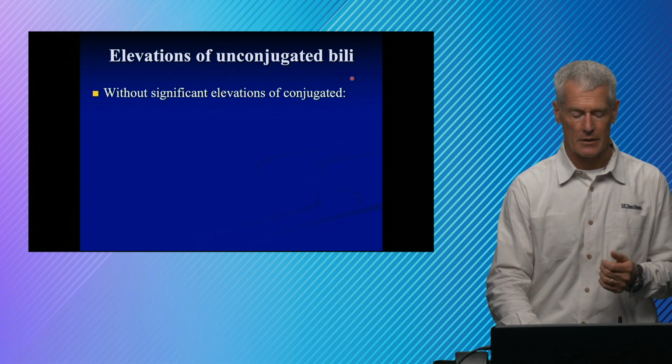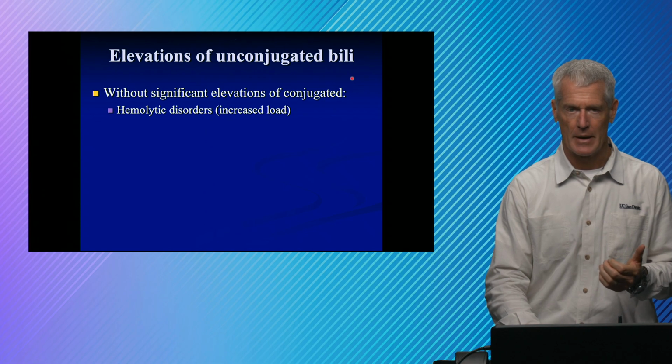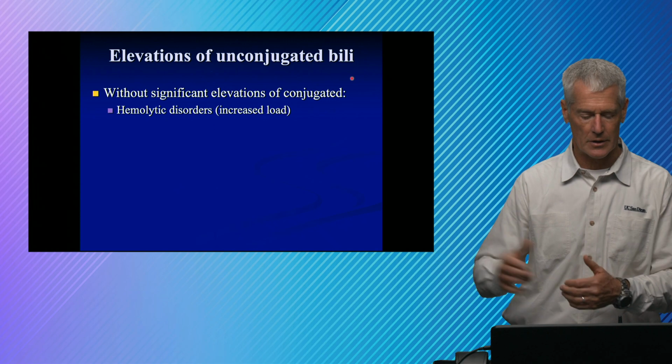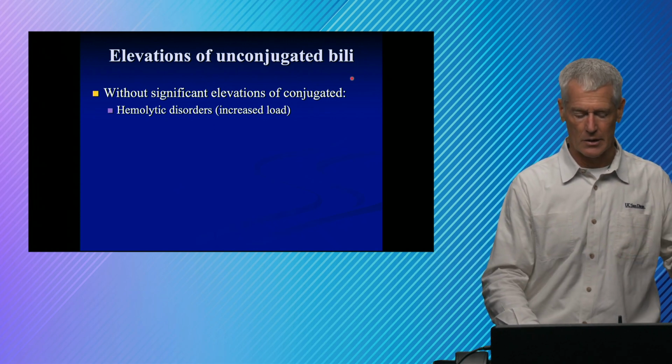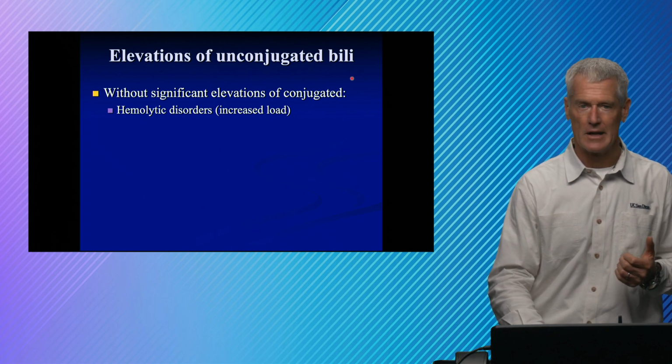Without significant amounts of conjugated, it happens in hemolytic disorders, so we talked about that. So if you have intravascular hemolysis, really you have an increased load. Whatever gets to your liver, the liver clears, but the spleen is clearing a bunch of hemolyzed cells, and you get an increase of the unconjugated.